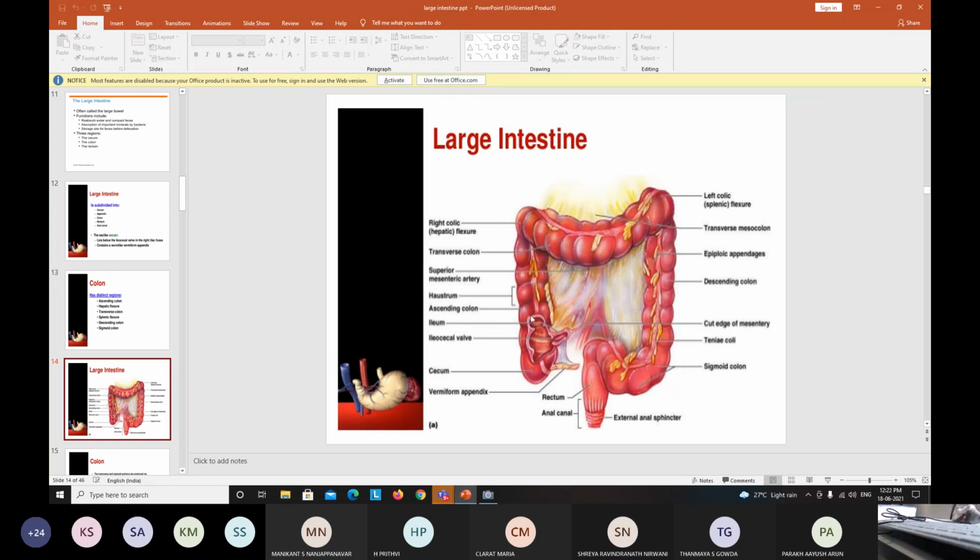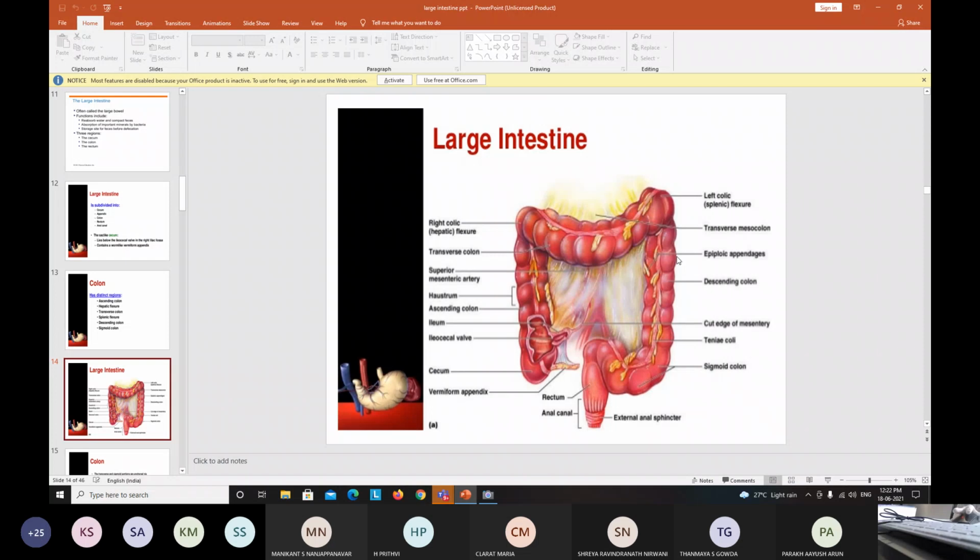Now, what are the specific features of the large intestine? There are three main features. You can find them in this diagram. Now see these elevations like pouches, or you can say dilatations. These elevations like pouches are called sacculations, which are the main cardinal features, specific features of the large intestine.